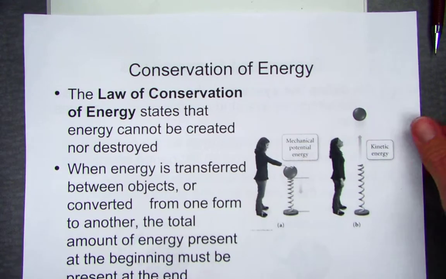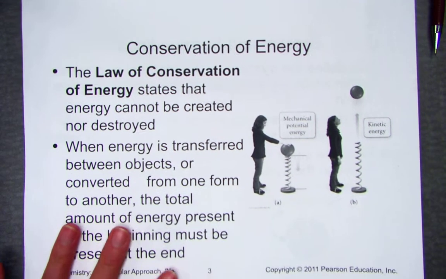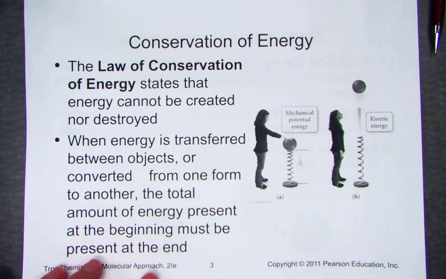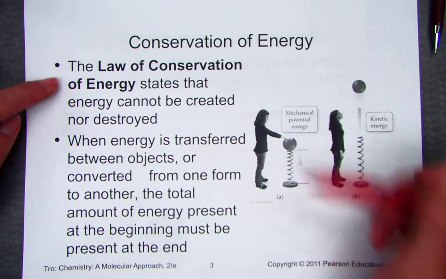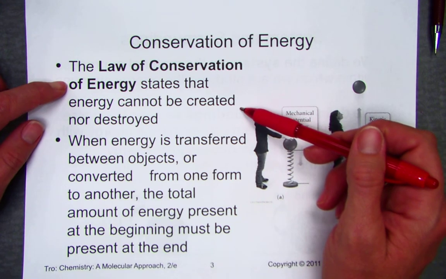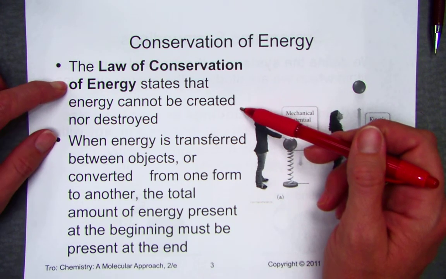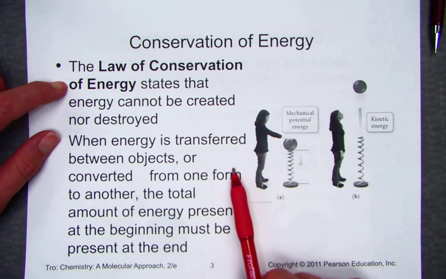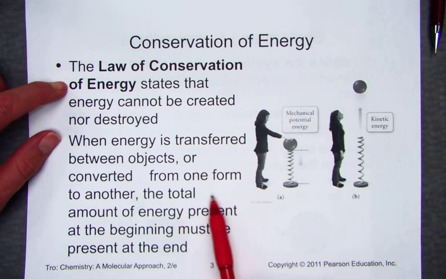We deal with the law of conservation of mass and the law of conservation of energy in chemistry. It simply says energy and mass cannot be created nor destroyed. It simply is changed from one form to another. So when energy is transferred between objects or converted from one form to another, the total amount of energy present must be the same from the beginning all the way to the end of the process.